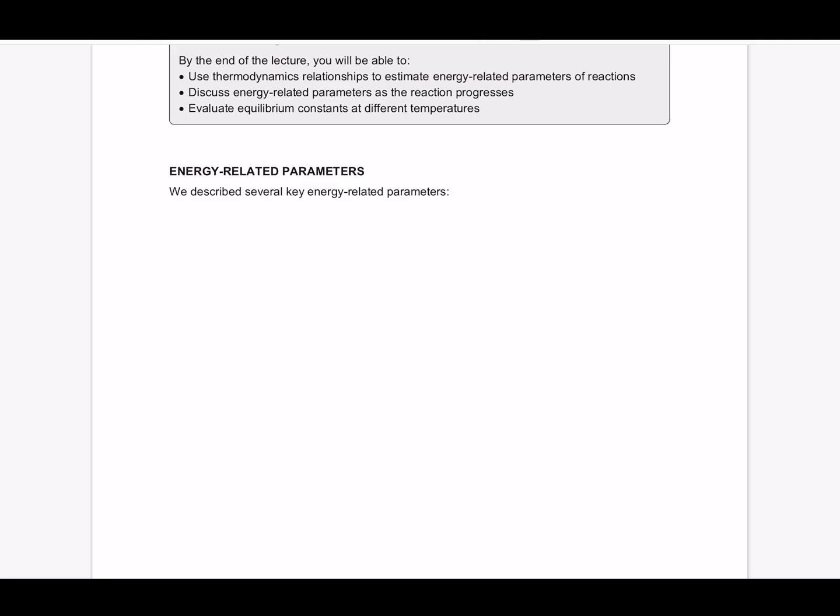We talked about some energy-related parameters in the previous lecture. We introduced the concept of a system. A system is a boundary that is a piece of the universe. We mentioned that the system can do work on the environment, or we can apply work to the system, and the system can also exchange heat. And we talked about the internal energy.